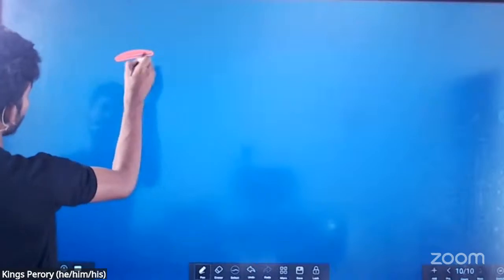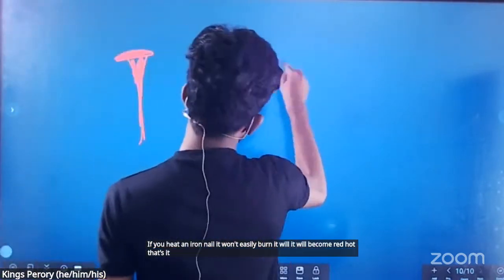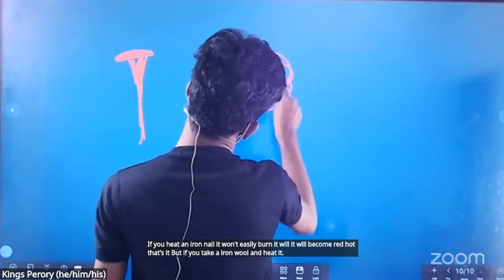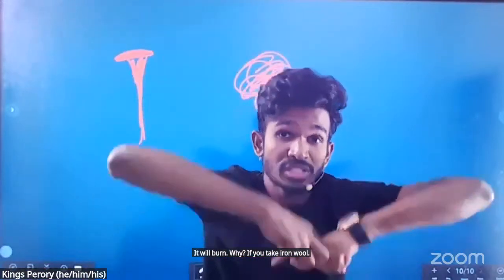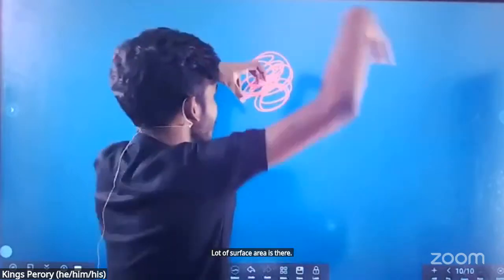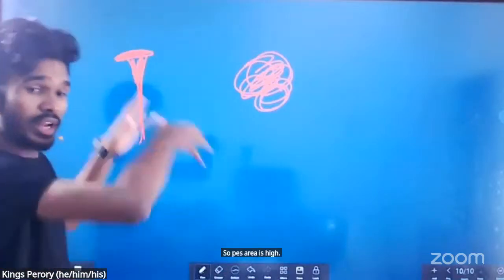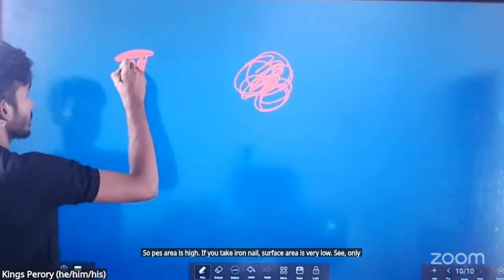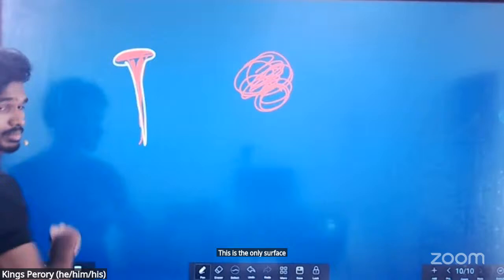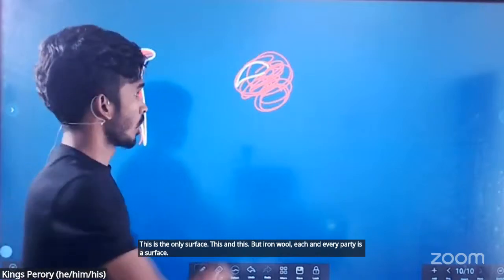If you heat an iron nail, it won't easily burn. It will become red hot. That's it. But if you take iron wool and heat it, it will burn. Why? If you take iron wool, a lot of surface area is there. Inside everything is exposed. If you take an iron nail, surface area is very low. See, only this is the surface, this, and this. But in iron wool, each and every part here is a surface.